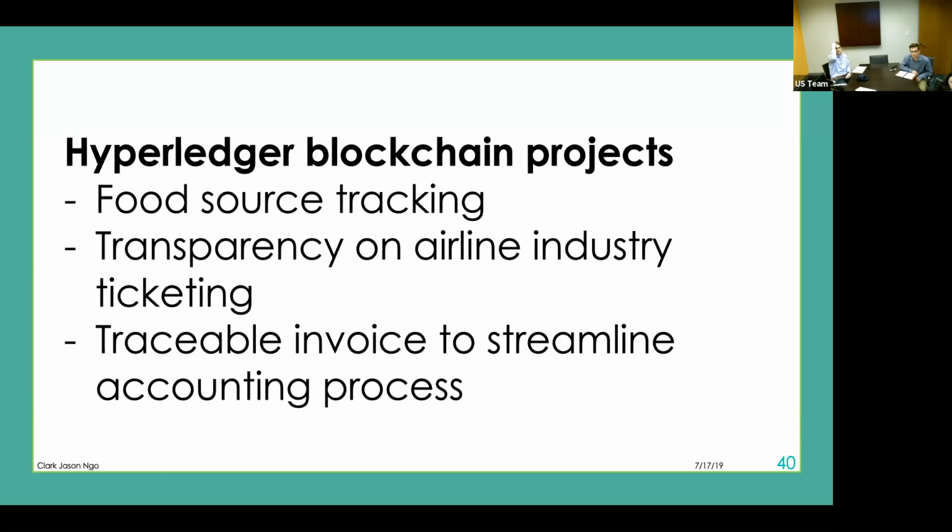So right now, currently as of now, Hyperledger blockchain projects have been implemented and are being used in production. One is food source tracking, transparency on airline industry ticketing, traceable invoice to streamline accounting process.